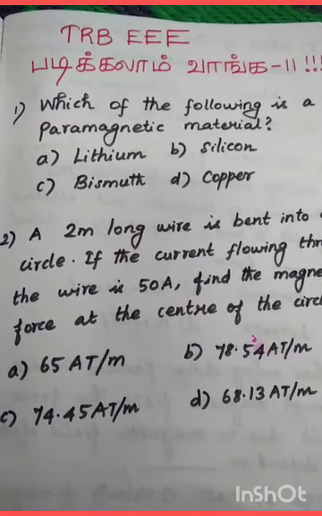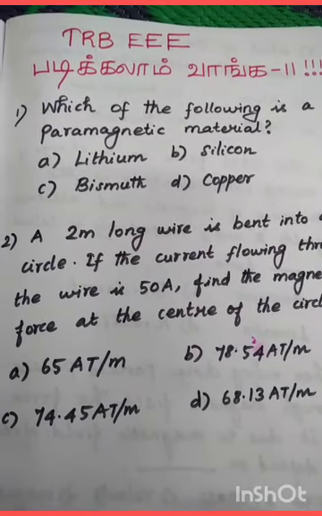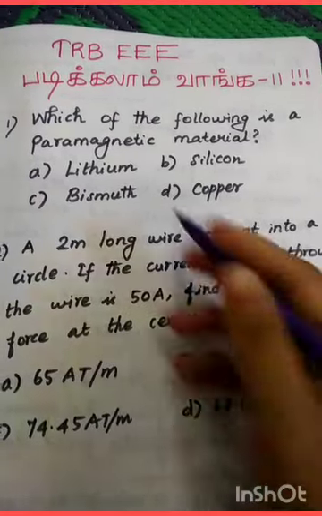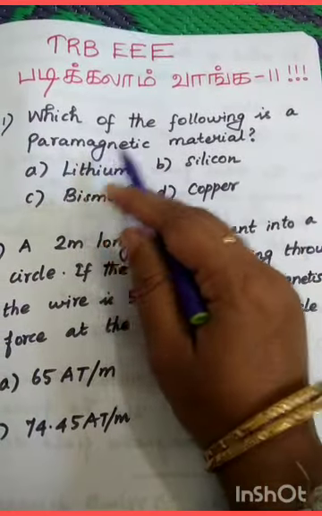Today we are going to see a set of 5 questions based upon magnetic fields. The first question: which of the following is a paramagnetic material?